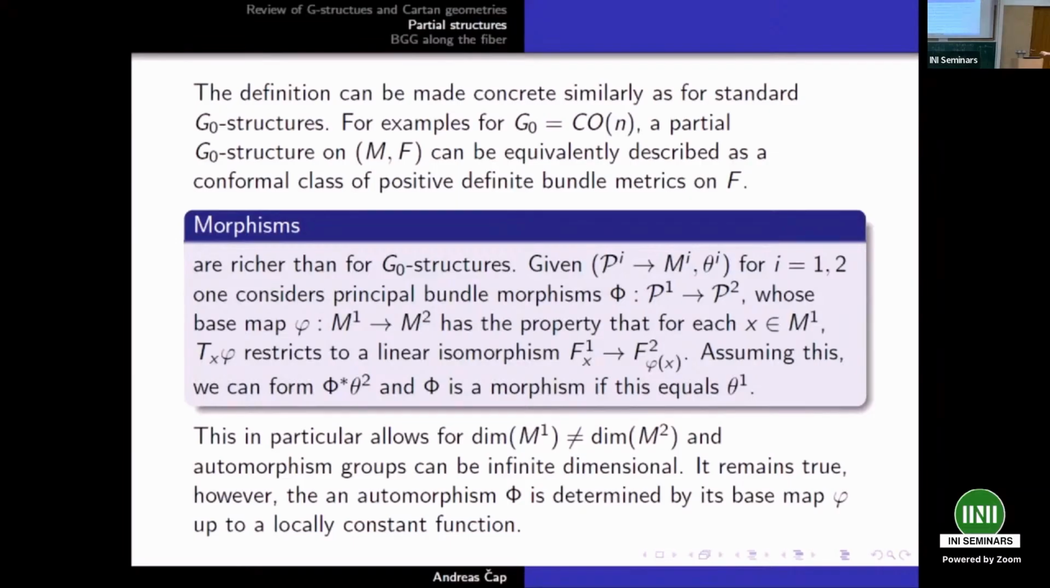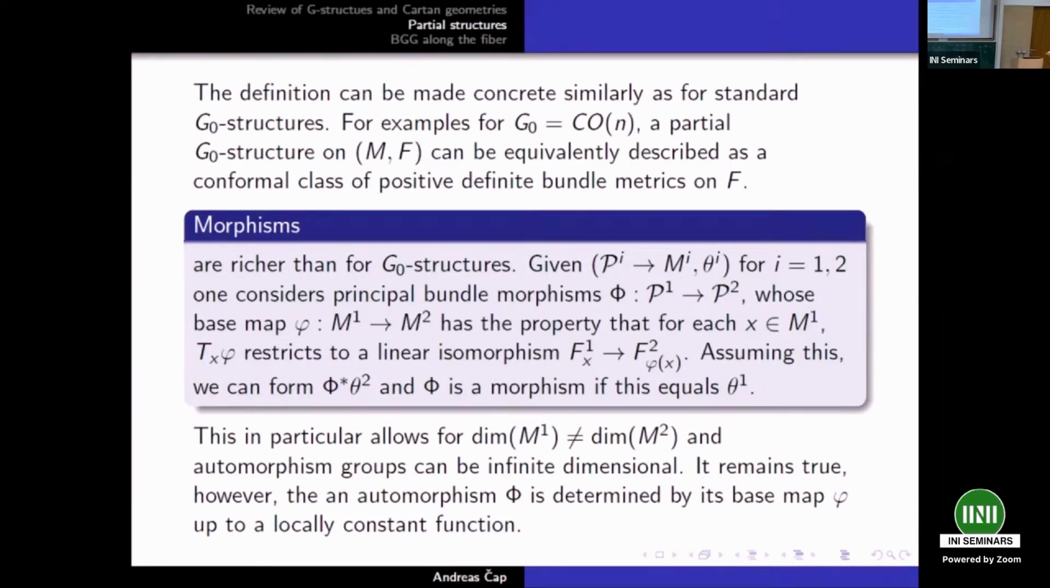And of course, automorphism groups can be infinite dimensional. Just think about, take Rn times Rk or something like that. And the flat structure on Rn may have few automorphisms, but then you can combine it with any diffeomorphism of Rk.